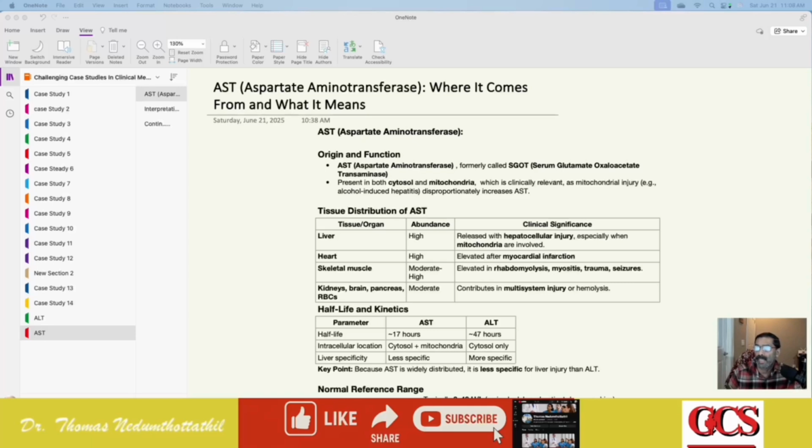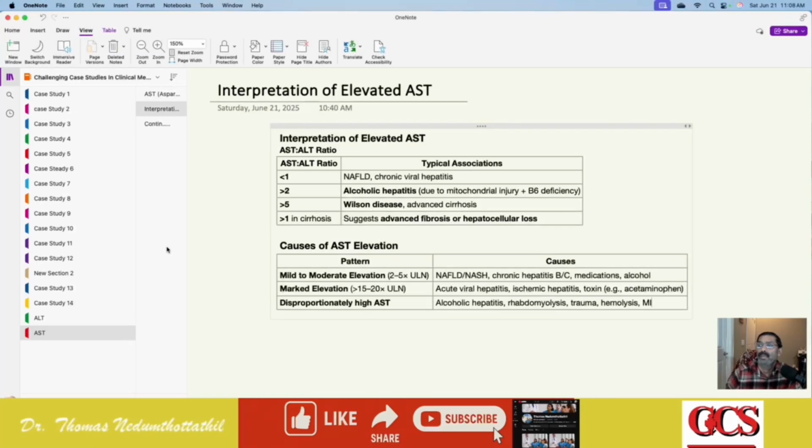Half-life and enzyme kinetics. Half-life of AST is approximately 17 hours, whereas half-life of ALT is approximately 47 hours. AST is located in the cytosol and mitochondria, but ALT is present in the cytosol only. AST is less liver specific, but ALT is more liver specific than AST.